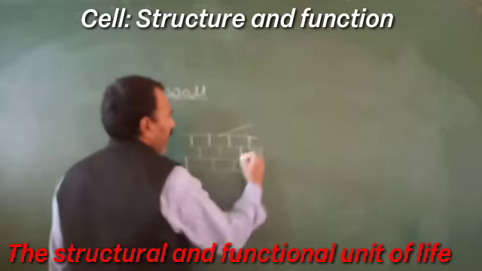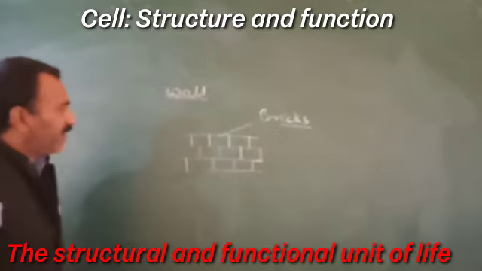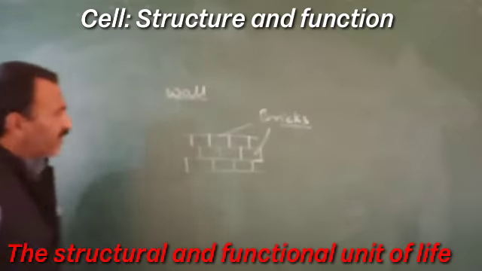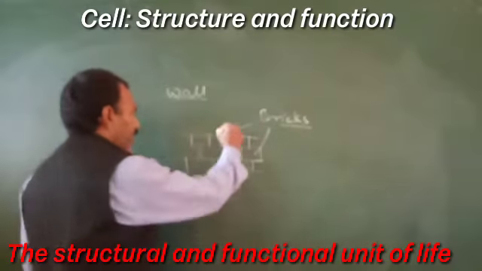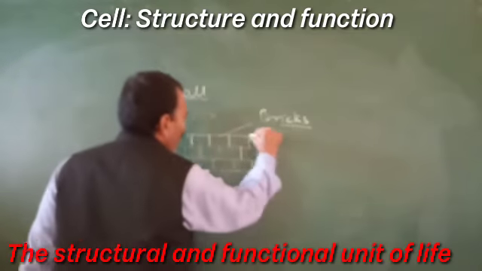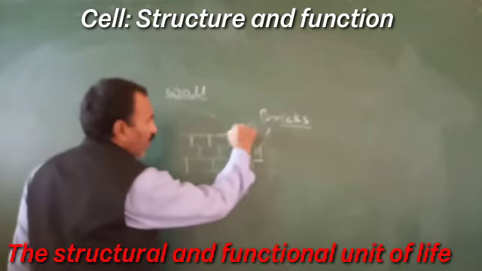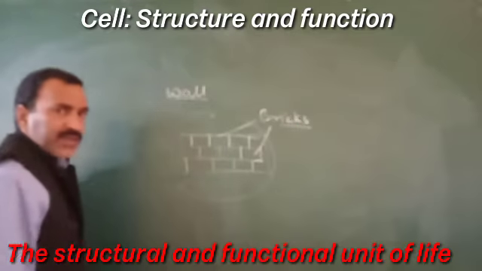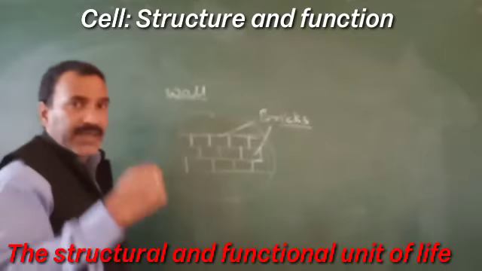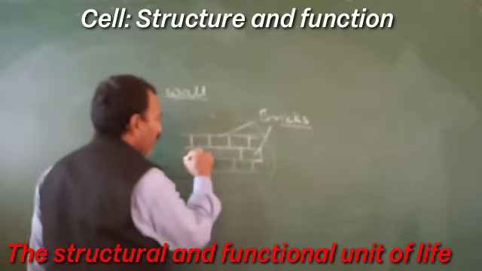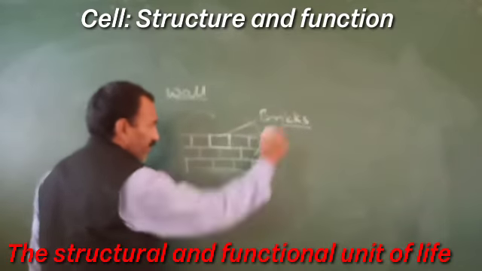These are the several units, and what are they? Bricks. These are the bricks. These bricks are arranged in a certain pattern which gives the structure of the wall. Now, why did I give this example? This is a wall, and these are the smallest units, which are arranged in different manners in a certain pattern to give the shape of the wall. These are called the smallest units.